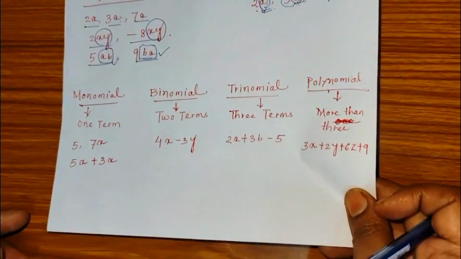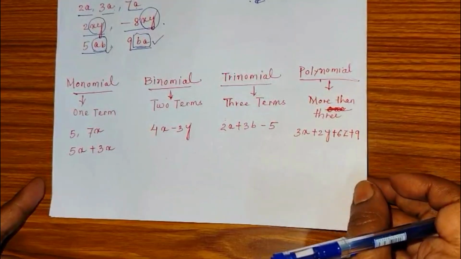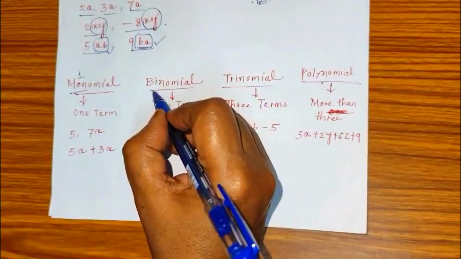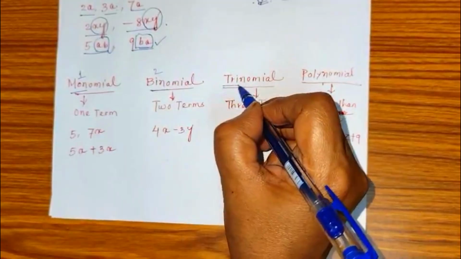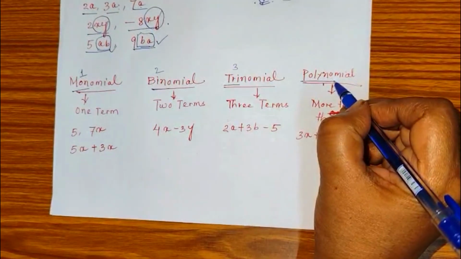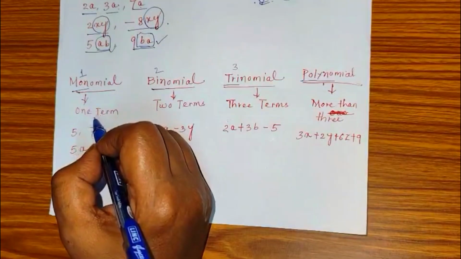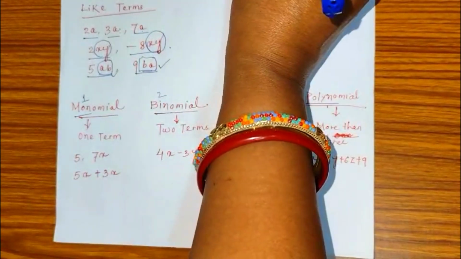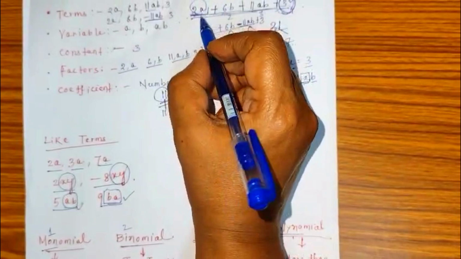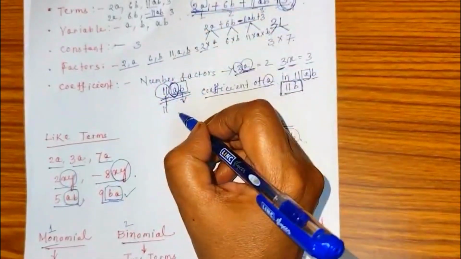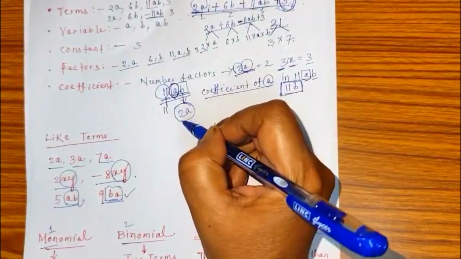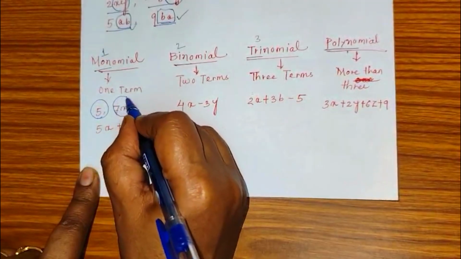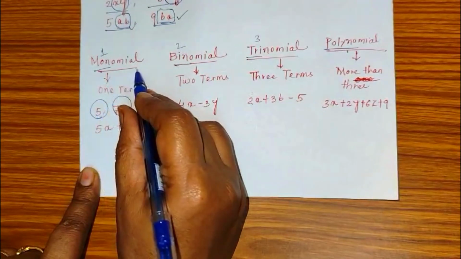Okay. Next, let's see monomial, binomial, trinomial, and polynomial. Mono means what? 1. Single. Bi means what? 2. Tri means 3. Poly means many. Okay. So monomial, if there is only one term in any expression. Suppose only 2a is given. In this case, only a single term is there. So it is called monomial. Here 5, it is a single term. 7x, only 7x. This is also a single term. So these are called monomial.